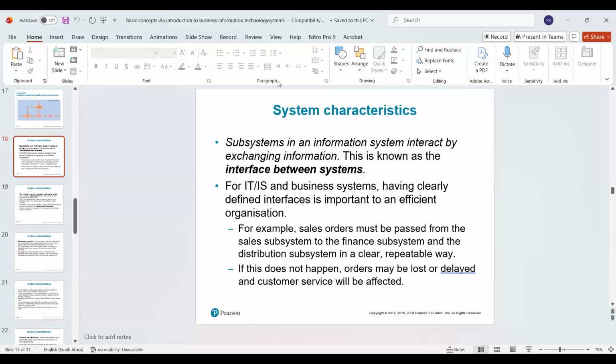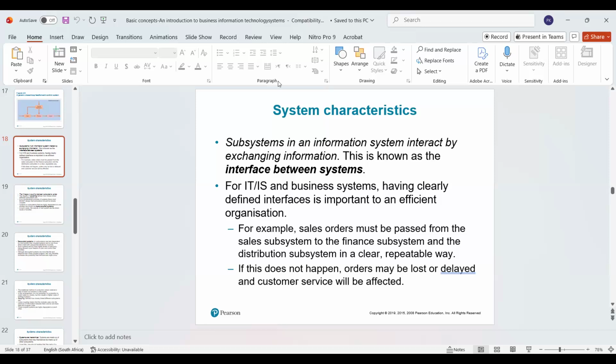So let's have a typical example. The sales order must be passed from the sales subsystem to the finance subsystem and then the distribution subsystem in a clear, repeatable way. Here we need to know what to produce, the quantity to produce, and at what time we must produce. So it has to go through all of them, because finance needs to know the expenses, the profit, how much we are spending. Because there's a sales order. We want to buy 40,000 shoes. It has to pass through the finance subsystem, so the finance department will also be aware.